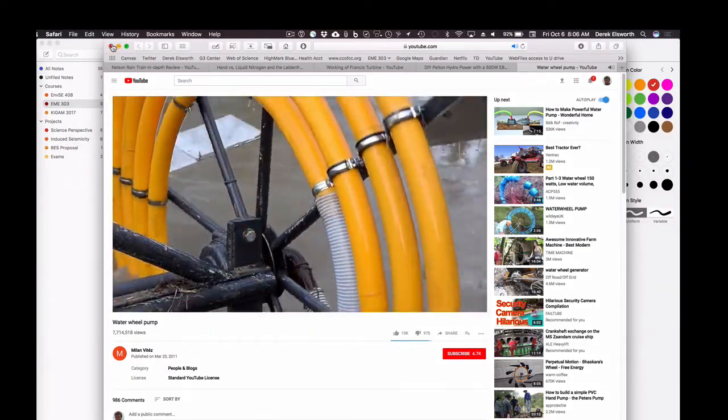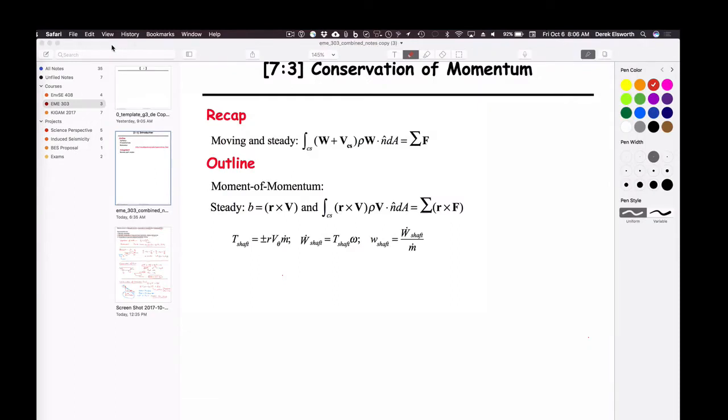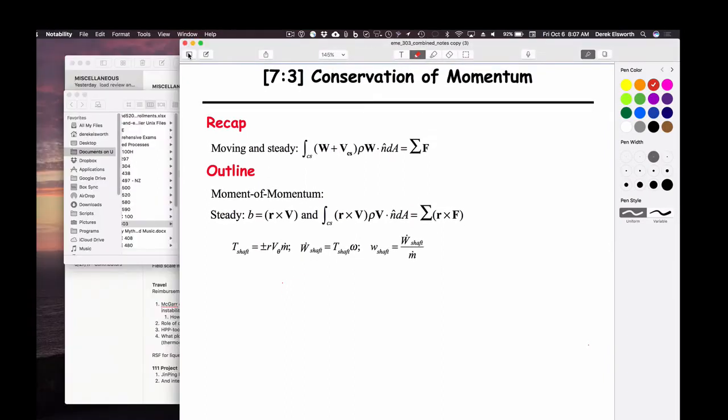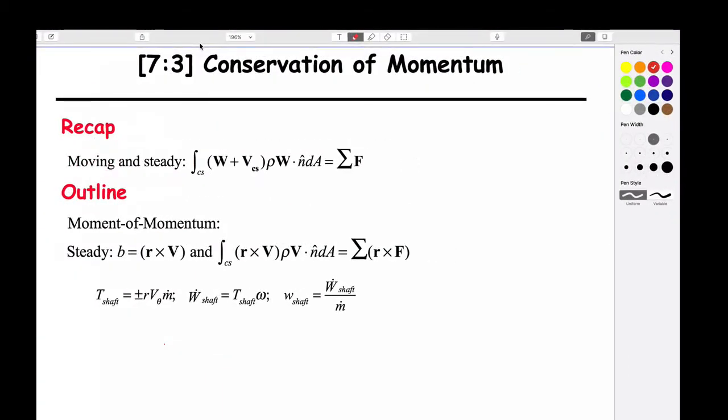Okay. So that's why we're interested in these individual things. And so that will give you a flavor for what we'll talk about. So let's do what we usually do. We talked about conservation of linear momentum last time, so let's recap that, and let's then take it on to talk about moment of momentum equations.